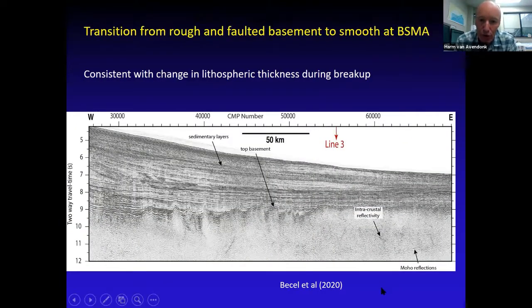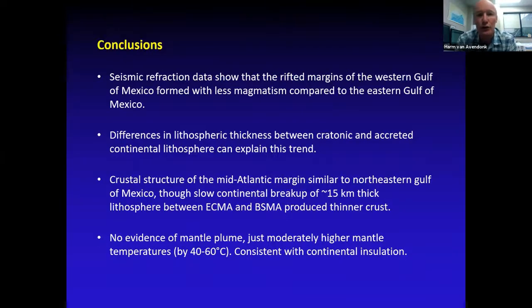This interpretation is also confirmed by the seismic reflection data, because the really rough basement that we see in this region would also indicate that the lithosphere was strong and relatively thick. So my conclusions are that we can use seismic refraction data to better understand the tectonic setting and the geodynamics of continental rifting, even as far back as in the Jurassic.